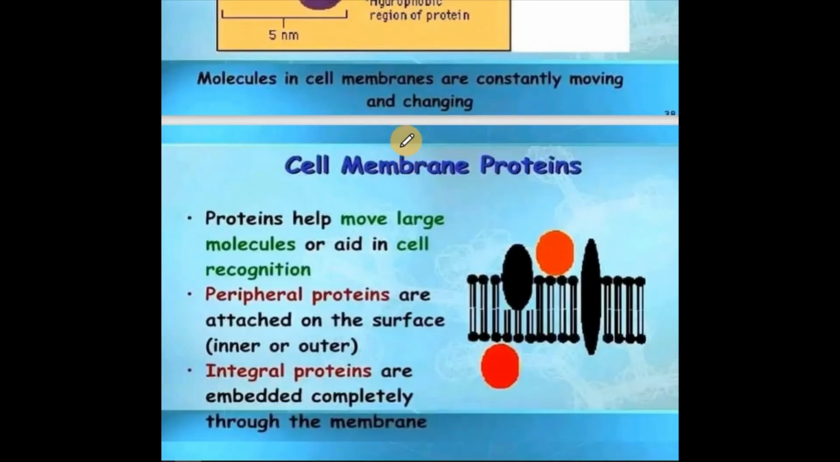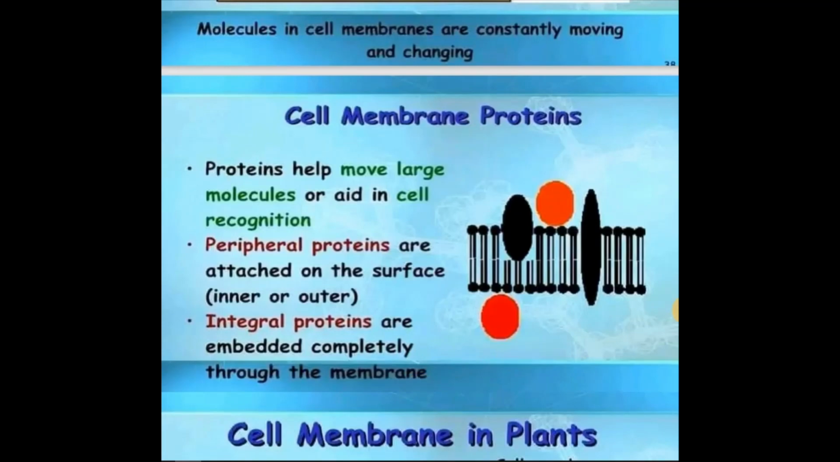We have two main types of proteins inside the cell membrane here. We can have what we call peripheral proteins, which are just attached to the surfaces of the cell, and also the integral proteins, which run through or are embedded inside the cell membrane.